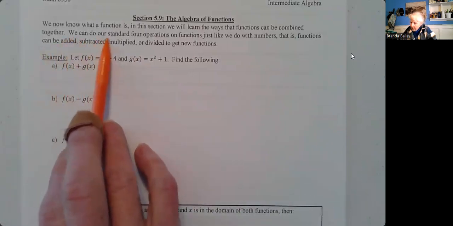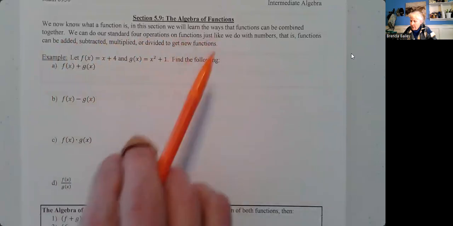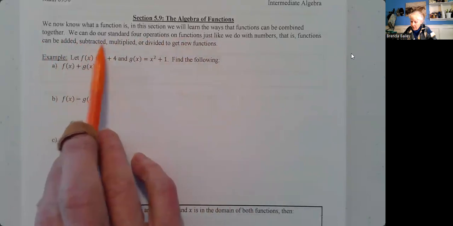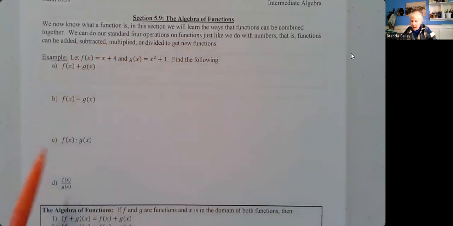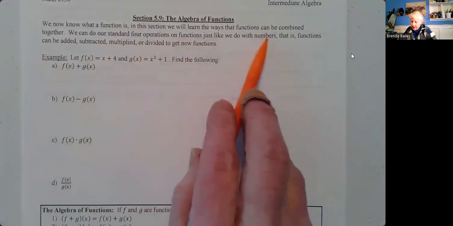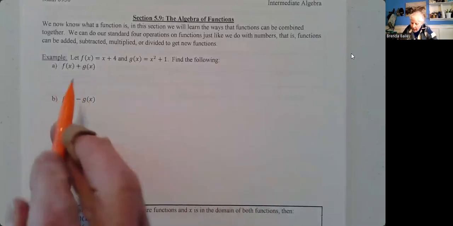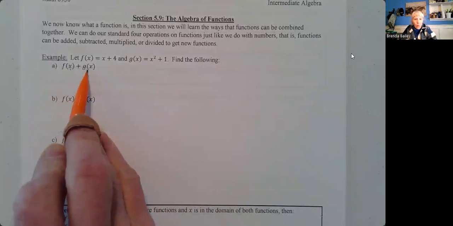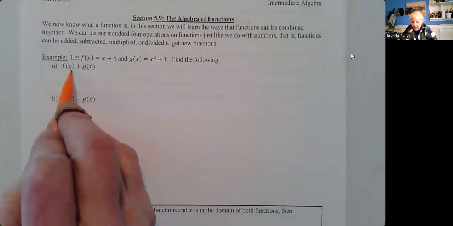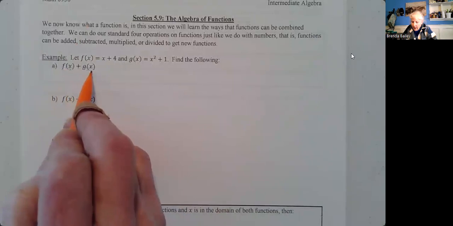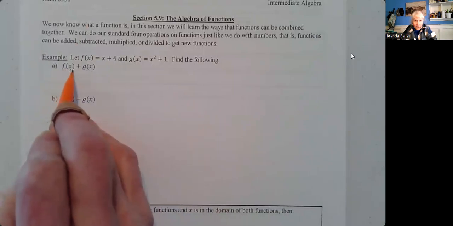We can do our standard four operations on functions just like we do with numbers. That is, functions can be added, subtracted, multiplied, or divided to get new functions, numbers or our polynomials. All righty. So let's go ahead and go through some examples and hopefully that'll help. So we've got f of x plus g of x. That's what they want. What does this mean? They want you to take the f function, this is red, f of x as a review, plus g of x. So here we'll take what f of x is equal to.